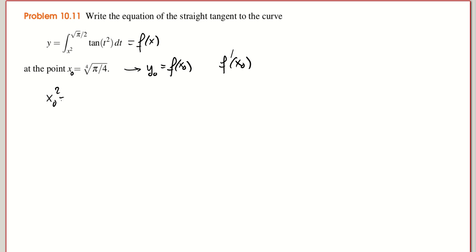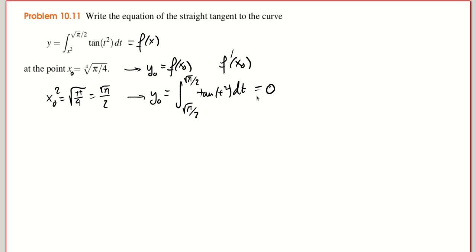x0 squared is equal to the square root of pi over 4, right? Which is the square root of pi divided by 2. Okay, so y0 will be the integral from x0 squared, which is the square root of pi divided by 2, up to the square root of pi divided by 2 of this tangent. Whatever the function you have here, the length of the interval is 0, therefore this integral is 0. So y0 is equal to 0.